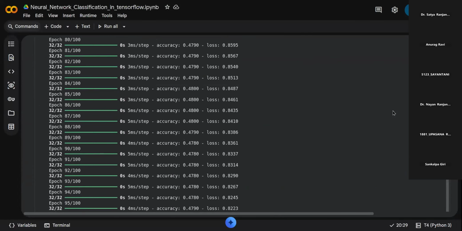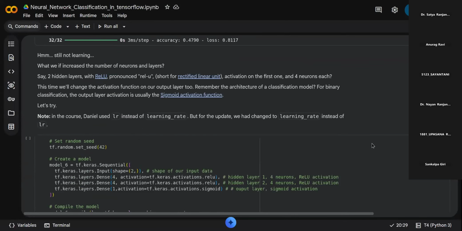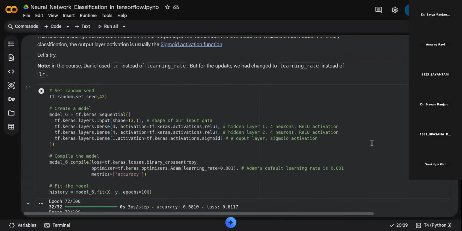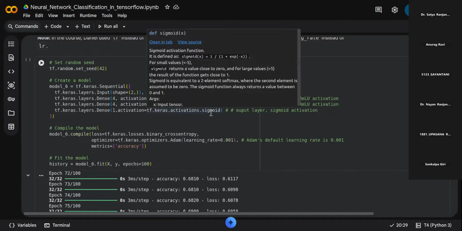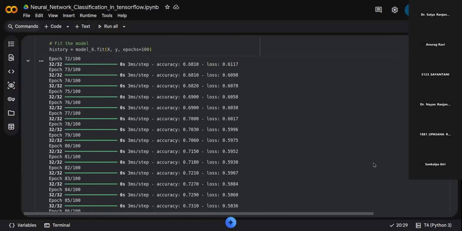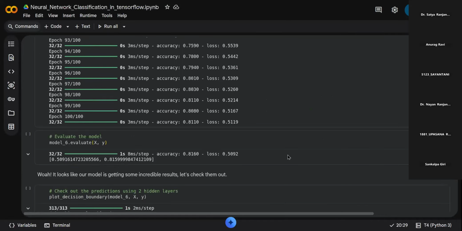So you see this one. This is one good model. In the sequential API we are passing the layers, and here I am not only passing the number of dense neurons, I am also passing the activation. Here I am using ReLU for the hidden layer activation and sigmoid for the output layer activation, because sigmoid is required. When you run this, you will see the accuracy is now 81%.